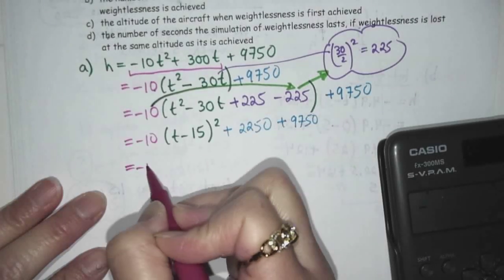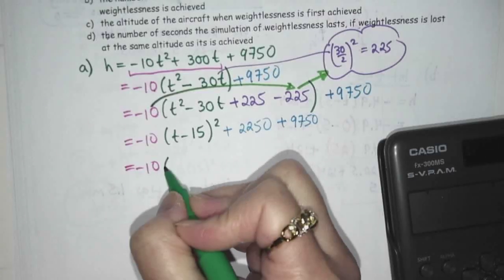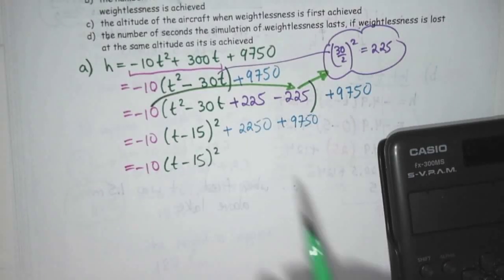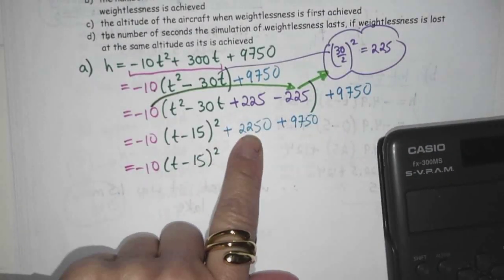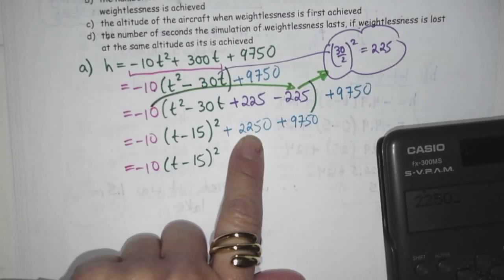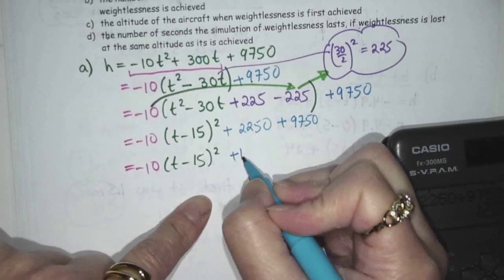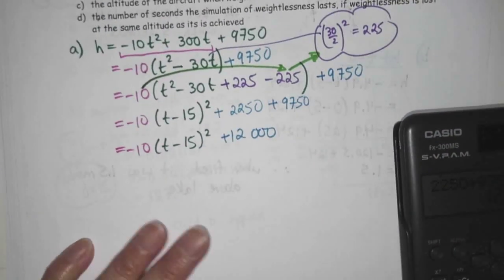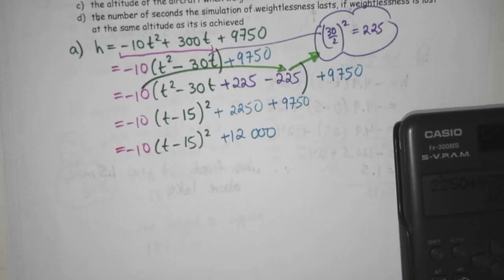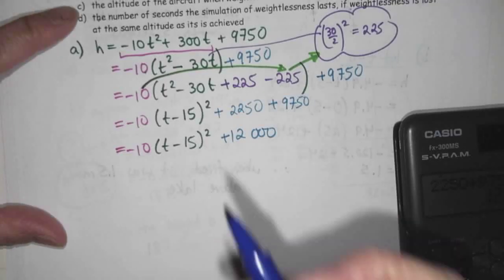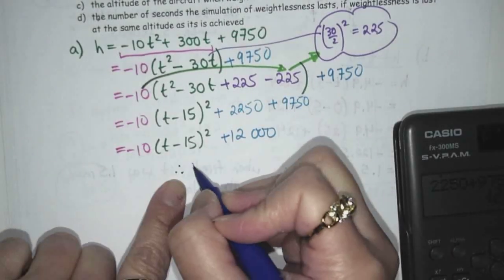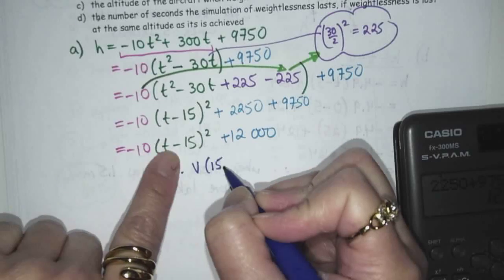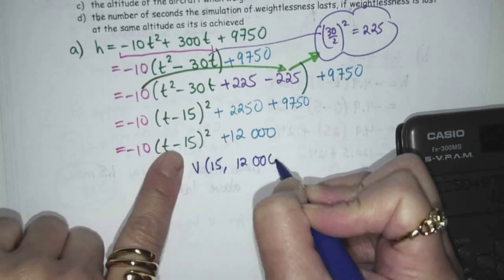So then that's it. We just have to clean this up. So this will be negative 10, t minus 15 squared. Bring those two together: 2250 plus 9750, and we're going to get plus 12,000. Whew, that's it. Once we've completed the square, you pretty much can answer everything. So for A, it says, what's the maximum altitude? Therefore, the vertex is 15, 12,000.